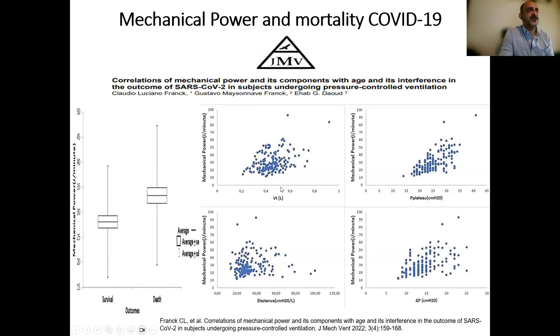This again was another study published in our Journal of Mechanical Ventilation, which talks about the correlation of mechanical power and its components with age and its interference in the outcome for the COVID subjects undergoing pressure-controlled ventilation. Again, I'm not going to go through the whole curves, but you can see the survival was significantly better for people who had lower mechanical power compared to higher mechanical power. If you look at the numbers on the left, even the patients who survived had significantly high mechanical power.